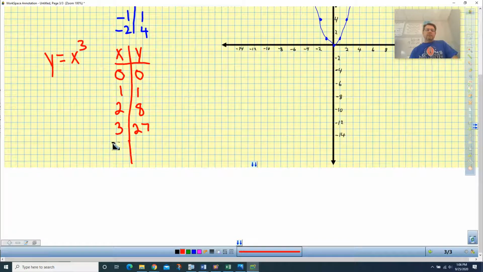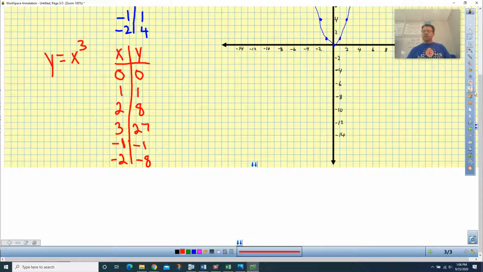Okay. Come down here a little bit more. So let's do some negatives. How about negative 1? Well, if that was a parabola, we would just say that's positive 1, right? Well, negative 1 times negative 1 is positive 1. True. But then positive 1 times negative 1 gets back to negative 1. So that's a little different when it comes to cubics. You can get negatives coming out. How about negative 2 cubed? Well, negative 2 times negative 2 is positive 4. And then positive 4 times negative 2 is going to give you negative 8. So it's a little bit different, isn't it?